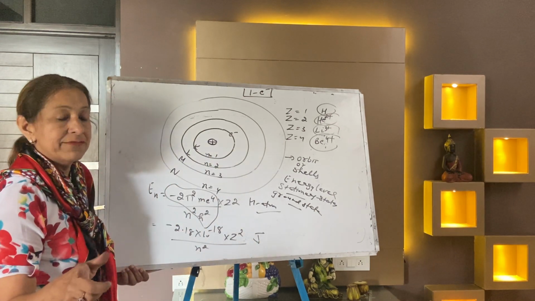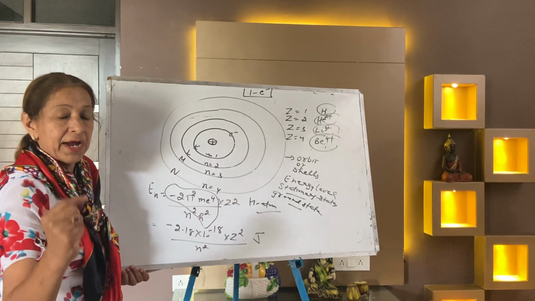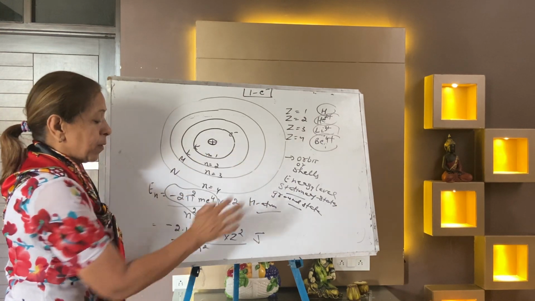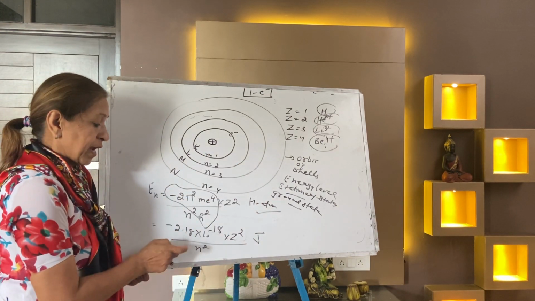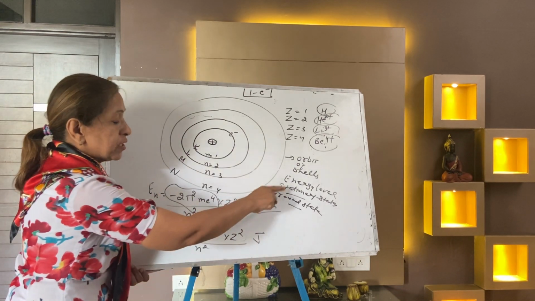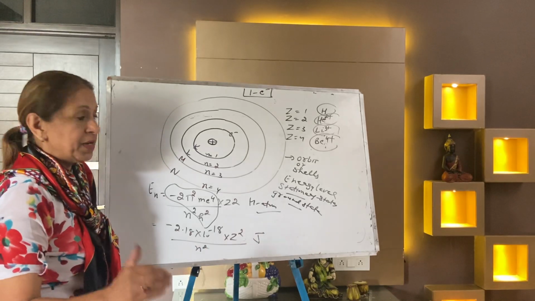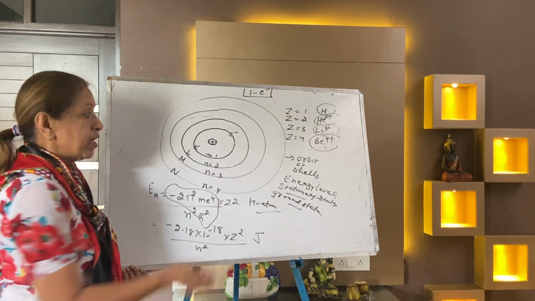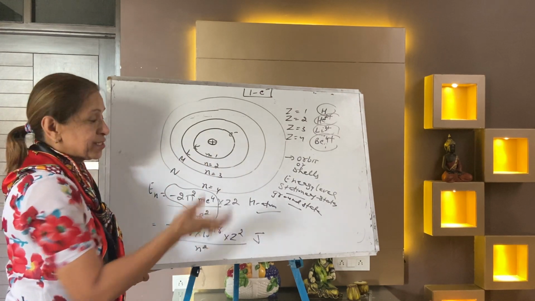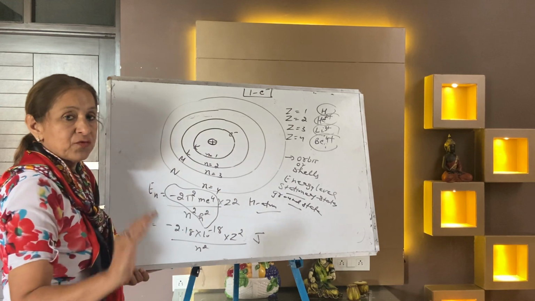Why are they called energy levels? Because each orbit has its own fixed energy, and you can calculate it by applying this formula. After that they are called stationary states. What does stationary mean? Stationary does not mean the electron is stationary. No, the electron is moving, its energy is fixed. As long as the electron is revolving in the orbit, its energy is fixed.